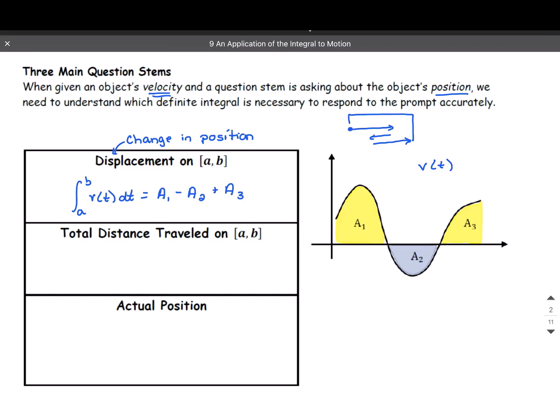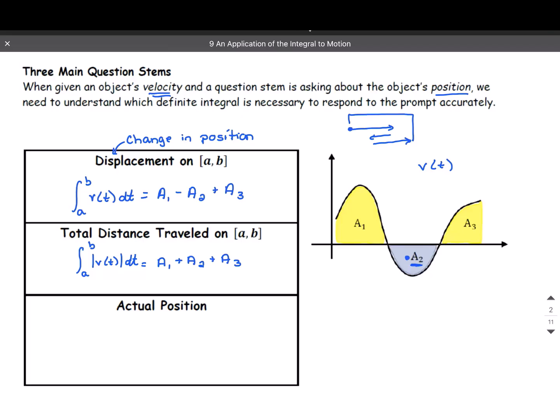Now, if we want the total distance traveled, we want to take the area of 1, add the area of 2, and add the area of 3. So that's a different integral. It's still the integral from a to b, but this time it's the absolute value of v of t dt, so that we pop this region above the x-axis.